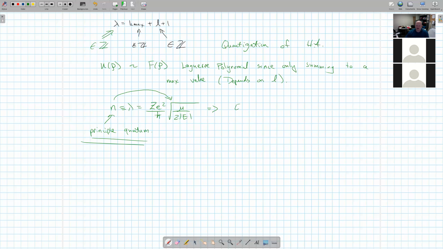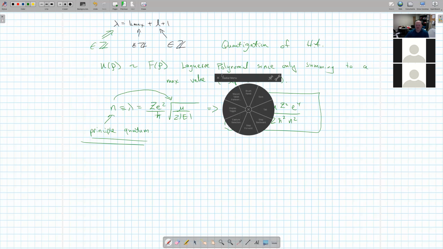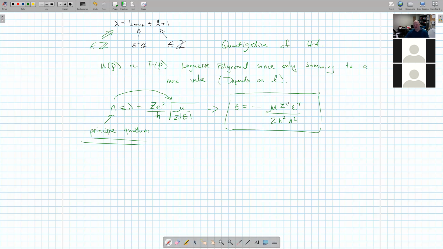If we solve this, what we should find is that the energy is equal to negative, again negative because we're restricting it to be negative for a bound state, mu times Z squared times the charge to the 4th divided by 2 times h bar squared times n squared. So this is the energy of the hydrogen atom, or hydrogen-like atom, I should say, because here we're letting Z go to anything, not just one. Here n, again, is a positive integer, except 0.